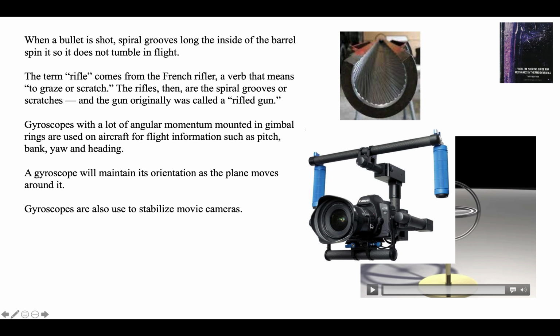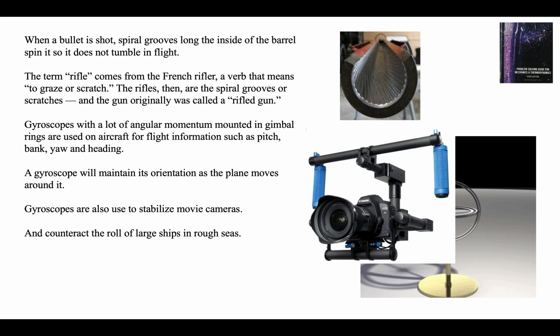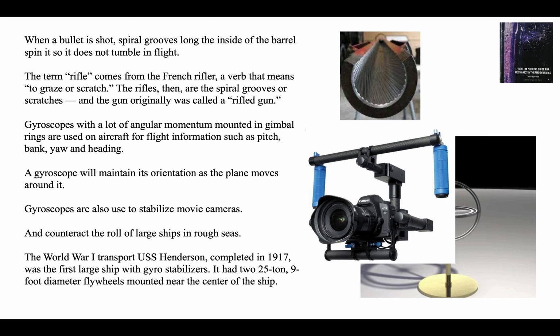If you held onto the camera with your hands without the gyroscope, any jittering your hands did would be reflected in the video. Also, they're used to counteract roll of large ships in rough seas. This World War I transport, the USS Henderson, had two 25-ton, 9-foot diameter flywheels mounted near the center of the ship that they would activate in rough seas to counteract the rolling.